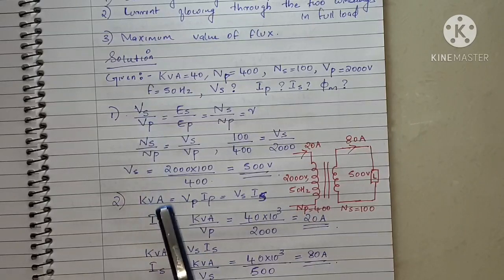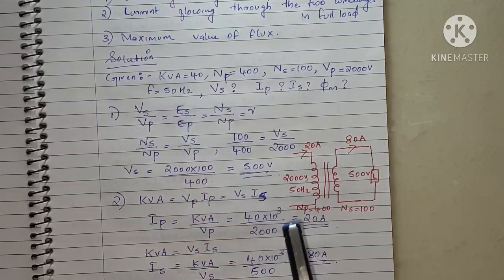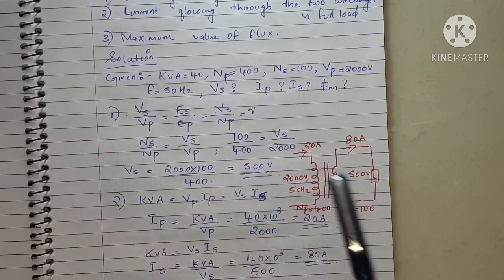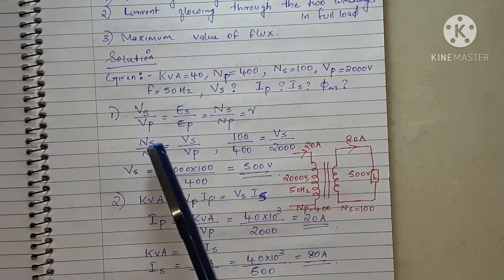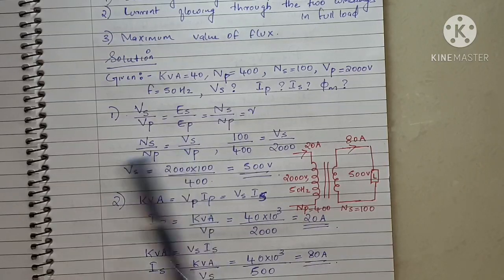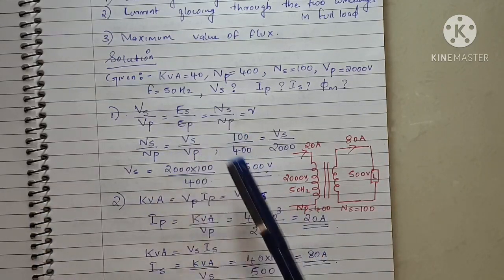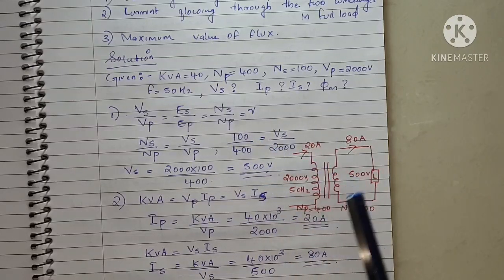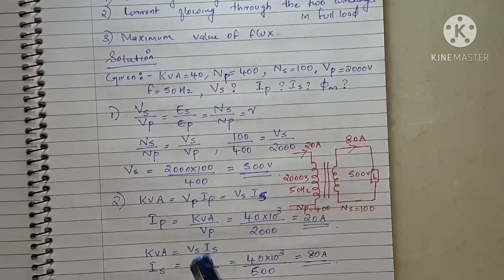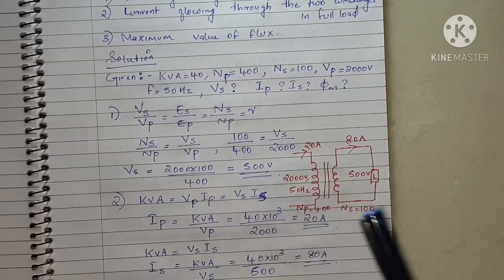We know that Vs by Vp equal to Es by Ep equal to Ns by Np, which is the transformer ratio R or K. So Ns by Np equal to Vs by Vp. Ns is given and Np is given, also Vp is given. 100 by 400 equal to Vs by 2000. So Vs is equal to 2000 into 100 by 400, which is 500 volts.